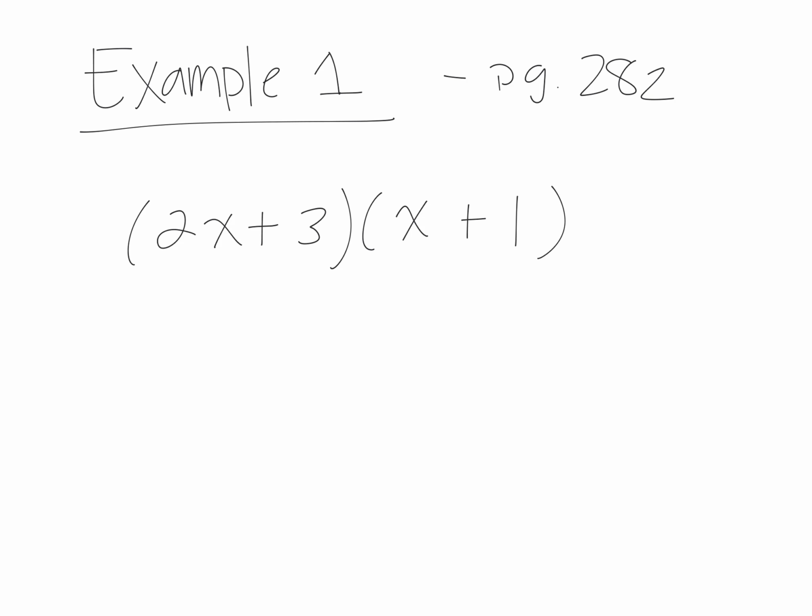Okay, so we're looking at two binomials. What is the first term in the first binomial? Raise your hand, please. So right now we know that we have two brackets. We know that we have to multiply 2x and 3 by x plus 1. We have two terms that we have to multiply together.